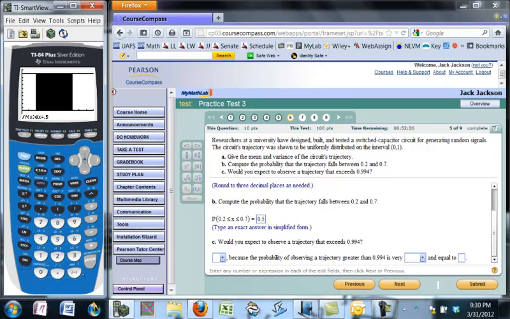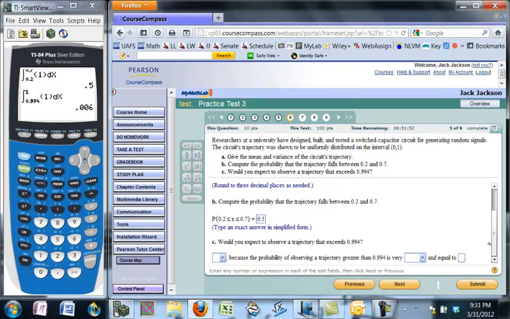Do you expect to observe a trajectory that exceeds 0.994? Okay, well, let's see. What would that probability be? It's going to be a little bitty sliver here. We can actually compute that. Just pull up that second entry, and we want to go bigger than, let's see, we want this to be 1, because we want to go all the way up to 1, but we want to go down as far as 0.994. Well, that's 0.006.